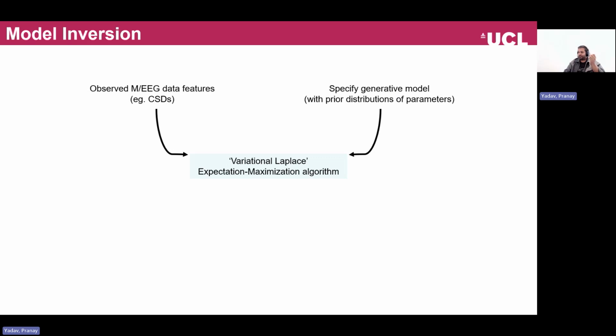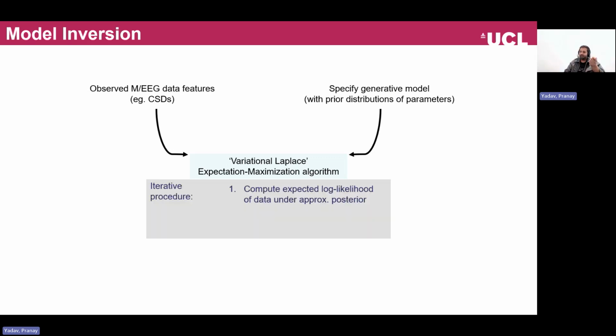Unlike sampling-based methods like Markov chain Monte Carlo, variational inference seeks to optimize an approximate posterior, and it does so by iterating over these two phases of expectation and maximization. The first is computing the expected log likelihood of data under an approximate posterior. The second is maximizing expected log likelihood with respect to precision parameters. So it alternates between these two steps and does a coordinate ascent until it reaches some convergence criteria.